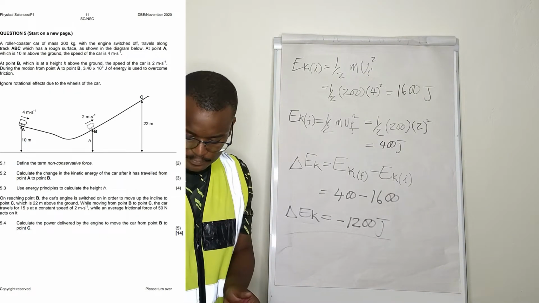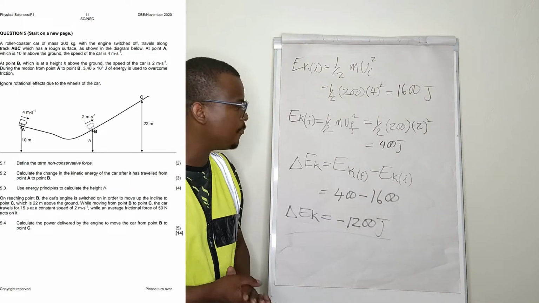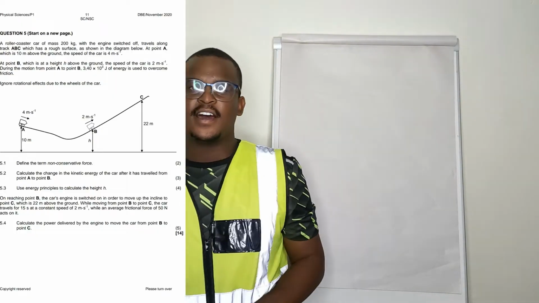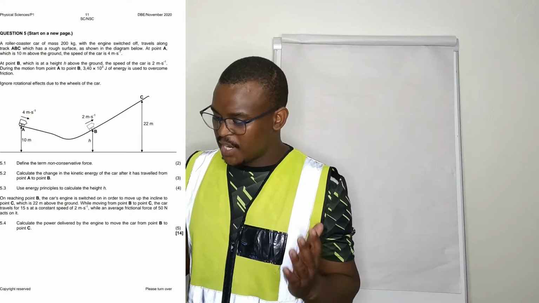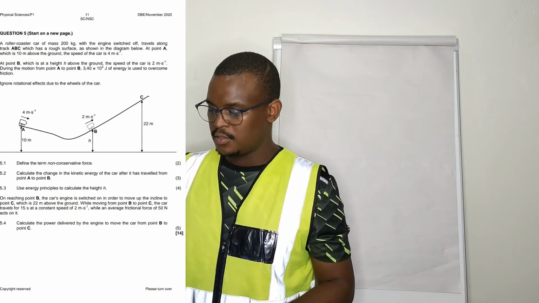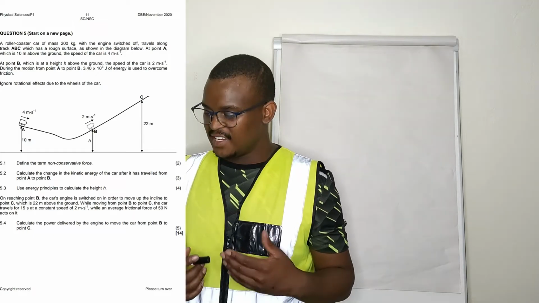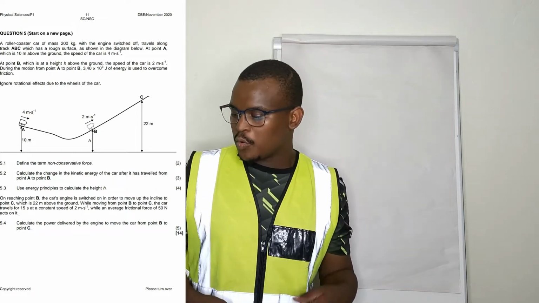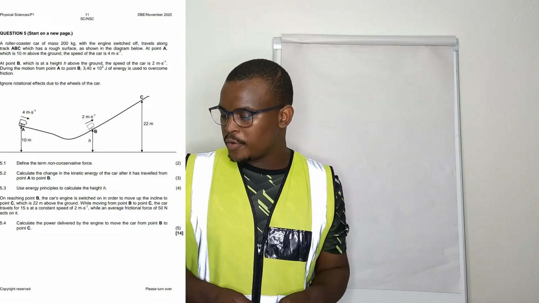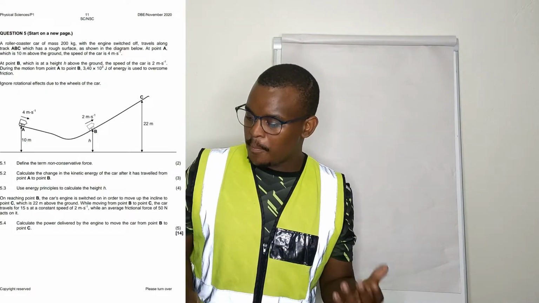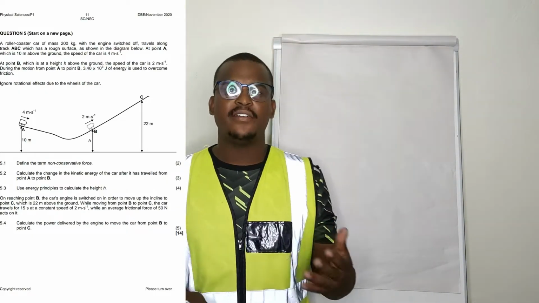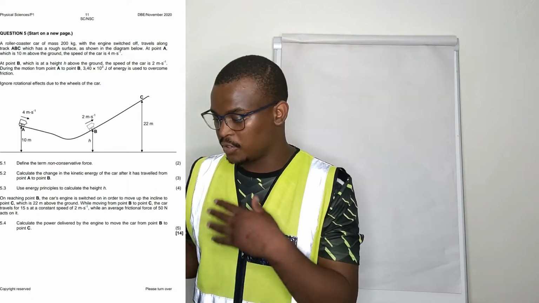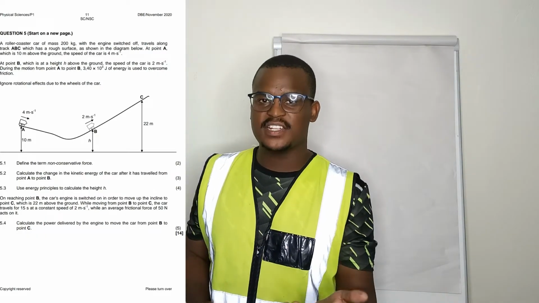So now we go to question 5.3. Question 5.3 reads as follows: use the energy principles to calculate the height h. So they want you to find the height h. To do this, you're going to use your energy principles. From point A to point B, you have a non-conservative force. The only non-conservative force that you have here is frictional force.